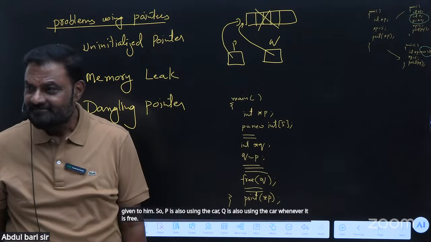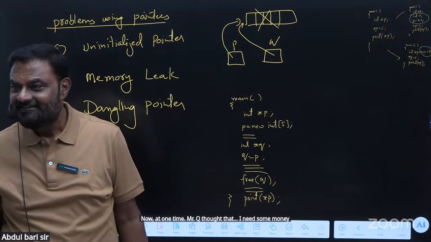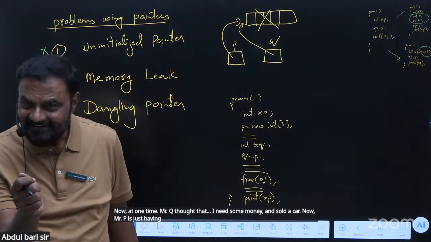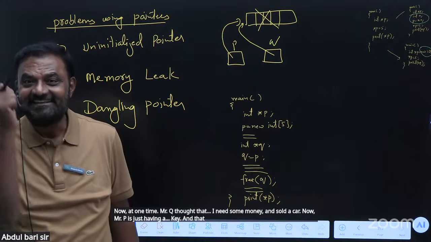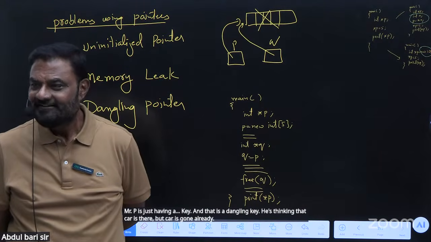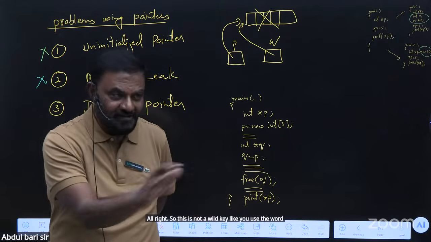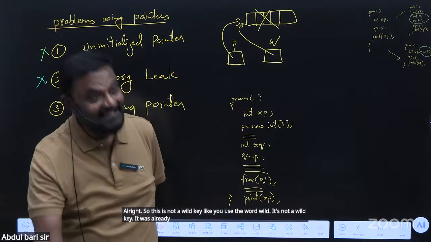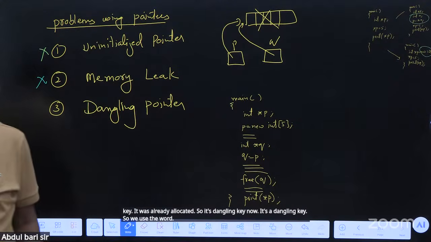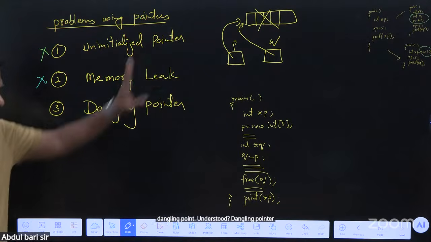Now, at one time, Mr. Q thought that I need some money and sold the car. Now, Mr. P is just having a key, and that is a dangling key. He's thinking that the car is there, but the car is gone already. So this is not a wild key, like you use the word wild. It was already allocated. So it's a dangling key now. So we use the word dangling pointer. Understood?